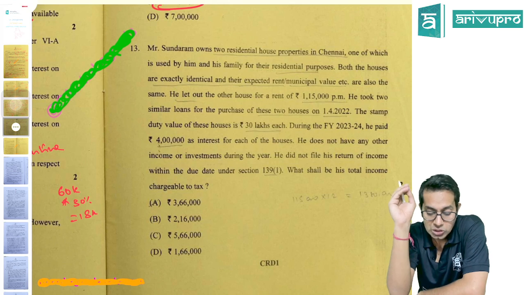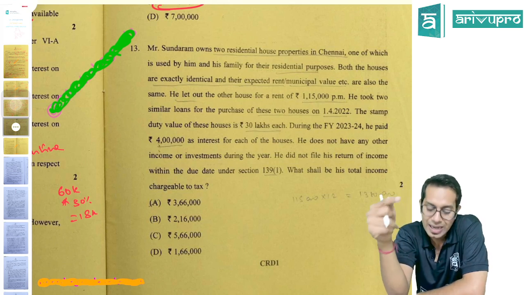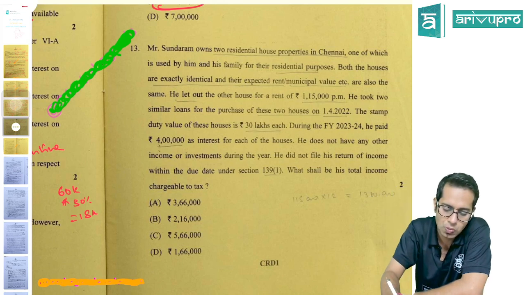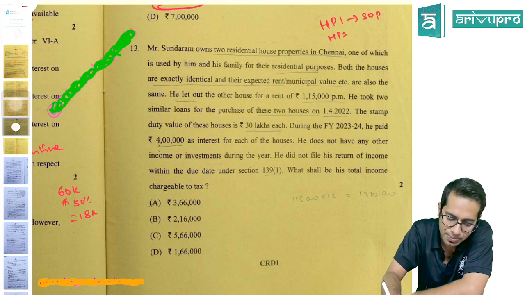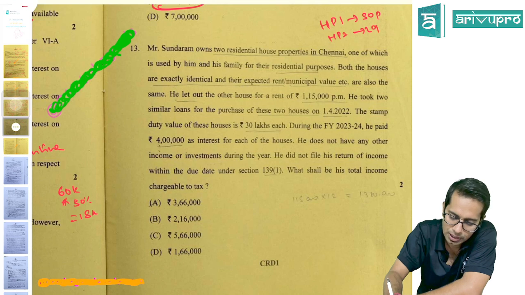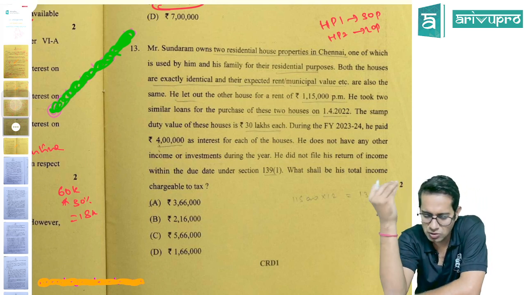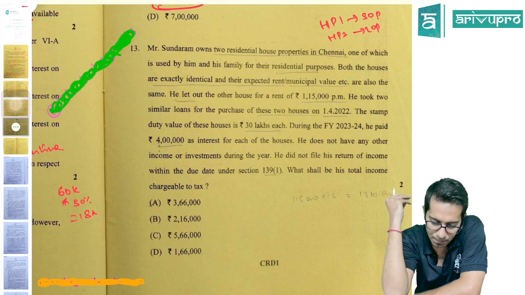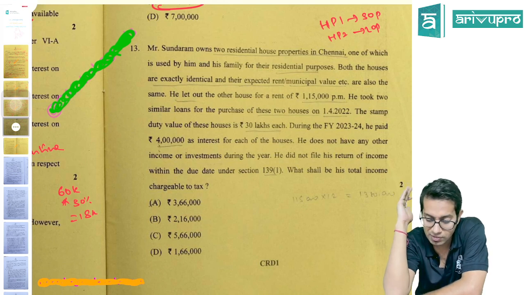Mr. Sundaram owns 2 residential house properties in Chennai, one of which is used by him and his family for residence. So there are 2 properties, house property 1 and house property 2. House property 1 is self-occupied and house property 2 is a let out property. Both of these houses are exactly identical and the expected rent and municipal value are also the same. He has let out another house for 1,15,000 rupees per month. Nice rent he is receiving.